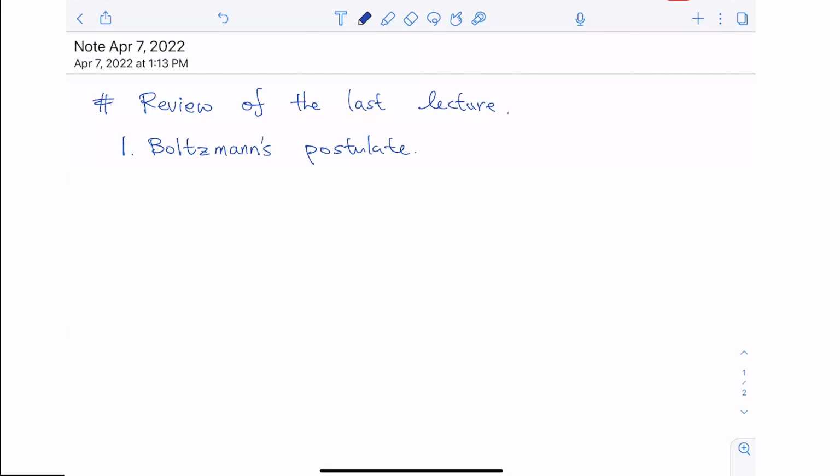Also, somebody reminded me that I misspelled Boltzmann's name. It should end with a double N, not just a single N. But that's not directly related to the physics.